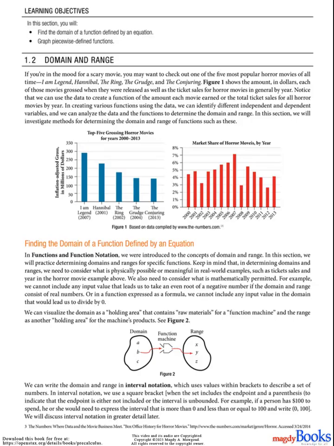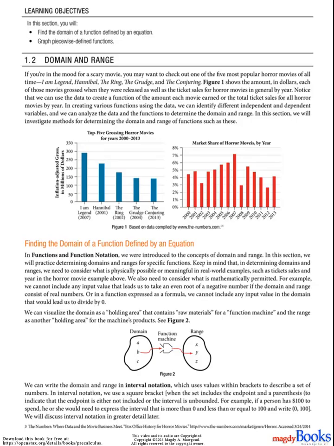We can visualize the domain as a holding area that contains raw materials for a function machine and the range as another holding area for the machine's products. See Figure 2. Figure 2. Function machine. Domain. Range. We can write the domain and range in interval notation, which uses values within brackets to describe a set of numbers.